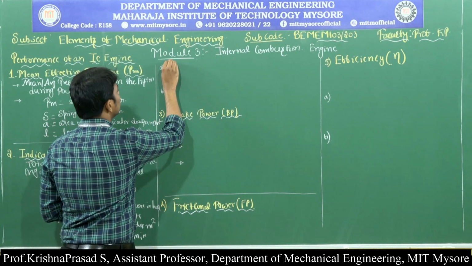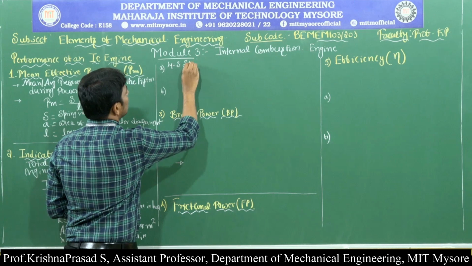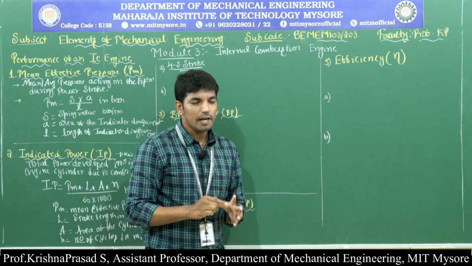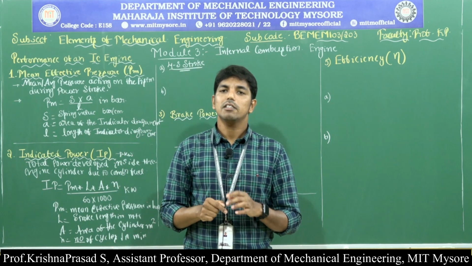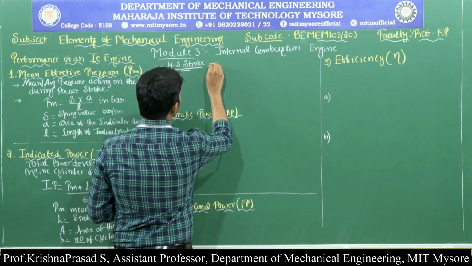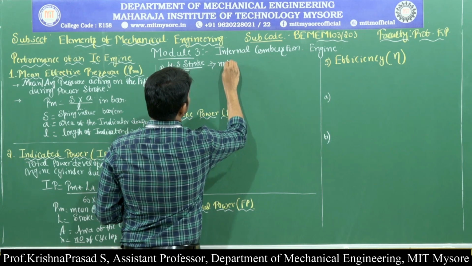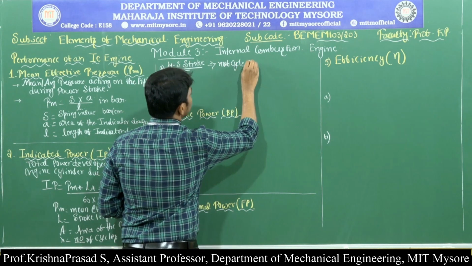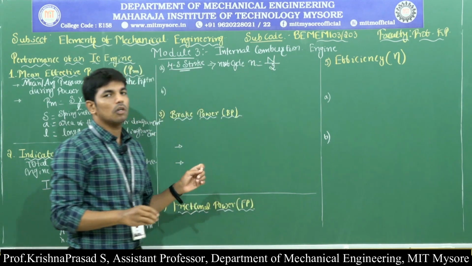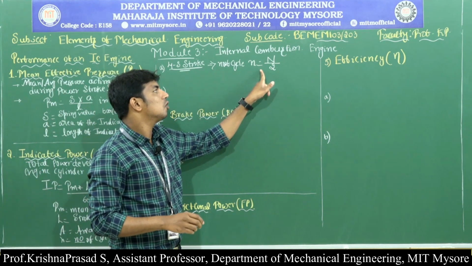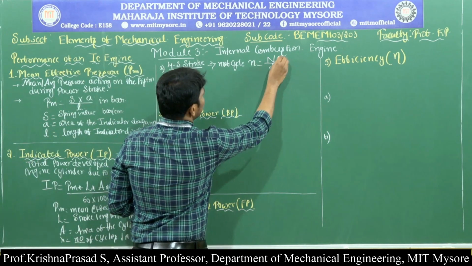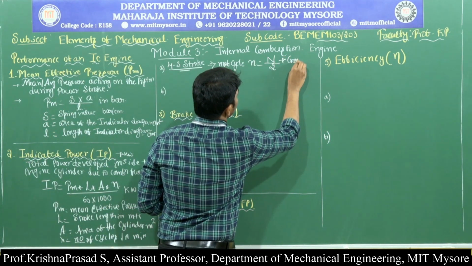Okay, listen here. For the 4-stroke engine, we know that in order to complete one working cycle, the piston has to perform 4 different strokes as well as the crankshaft has to revolve 2 times. That means for the 4-stroke engine, the number of cycles small n is equal to capital N by 2, where capital N represents the crankshaft speed. Okay. What does N represent? It is nothing but crankshaft speed.